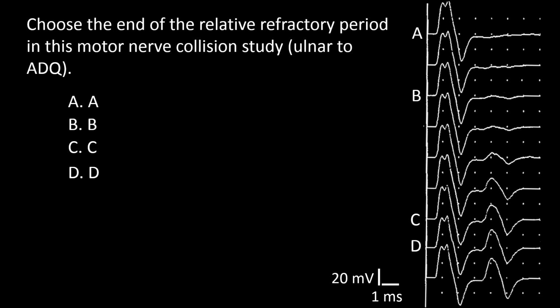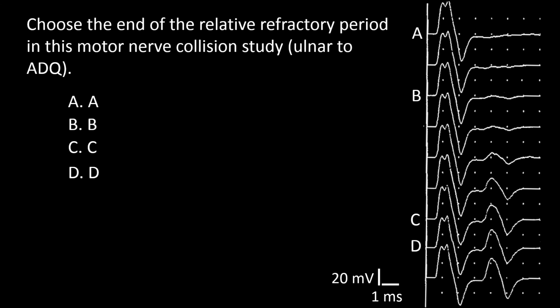Next question. Please take a look at this frame and choose the end of the relative refractory period in this motor nerve collision study. You can choose A, B, C, or D. Stop the video and think about it for a little while before you choose, hopefully, the correct answer. The answer could be arrived at by remembering what we have just said, answering the prior question. And the answer is D.